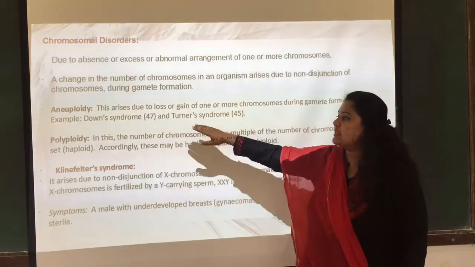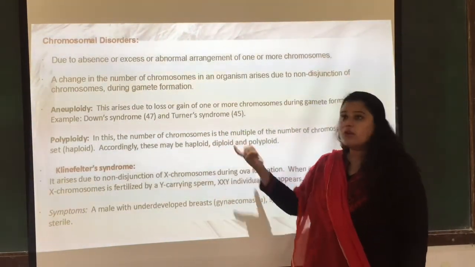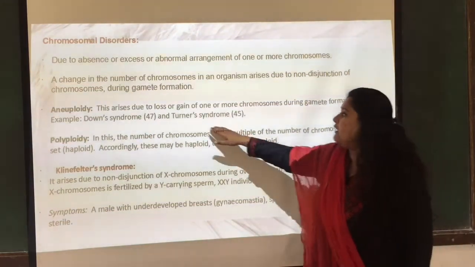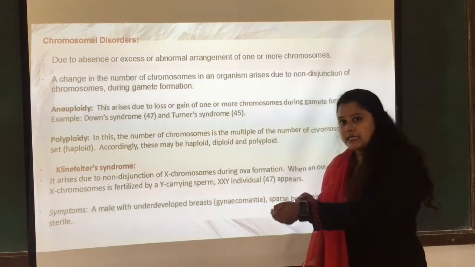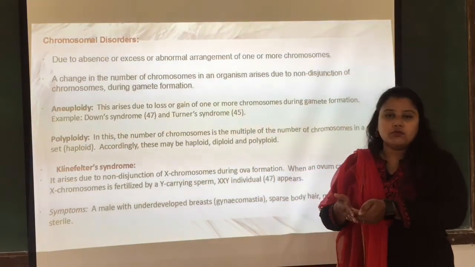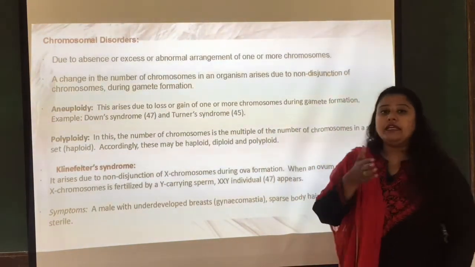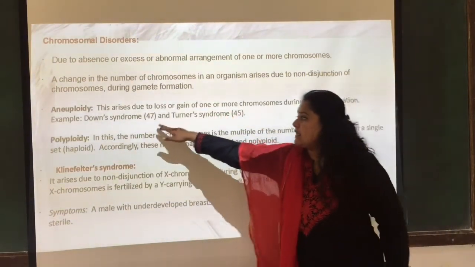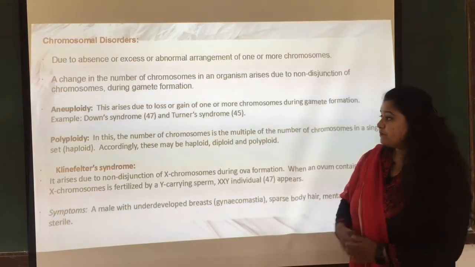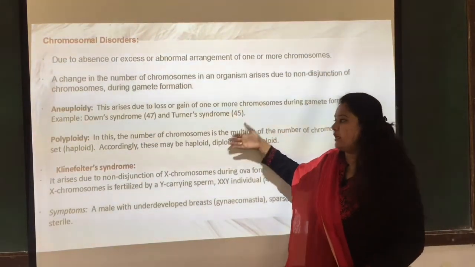And the example is Down syndrome, where 47 chromosomes are present, right? And in Turner syndrome, 45. In one, the number of chromosomes has increased, and in one, the number of chromosomes has decreased, right? 23 plus 23 comes to 46. But here, one is increased and one is decreased. And this was about aneuploidy.